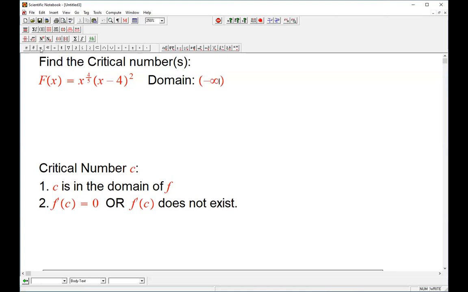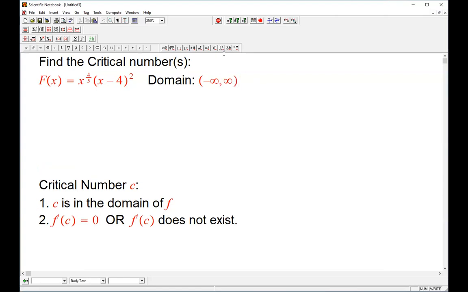All real numbers. All real numbers. And then we're going to start taking the derivative of capital F. We're going to use the product rule. When we use the product rule, this is f, and the other one is g.